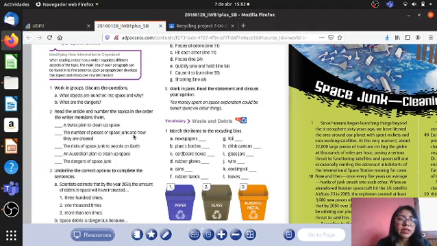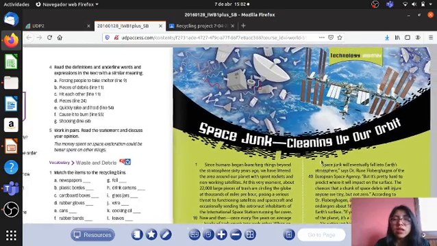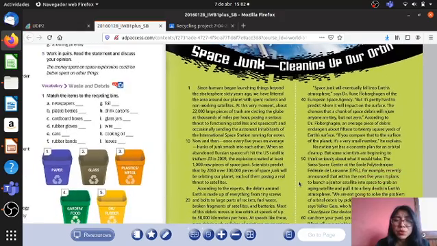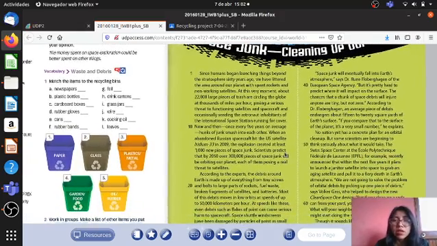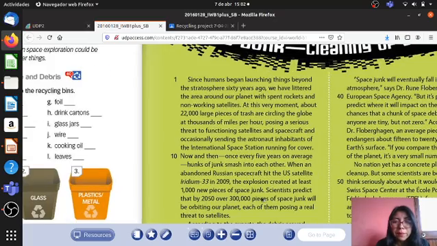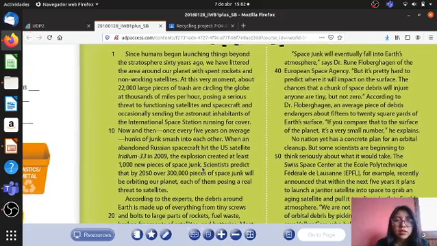Pay attention to exercise number 2. Read the article and number the topics in the order the writer mentions them, okay? So the first activity is to read the article, okay? The article is called Space Junk, Cleaning Up Earth Orbit, okay? So I am going to read and you have to read with me, okay? We are going to read together. I am going to click on the Zoom in order to watch in a better way. So pay attention to the first part.